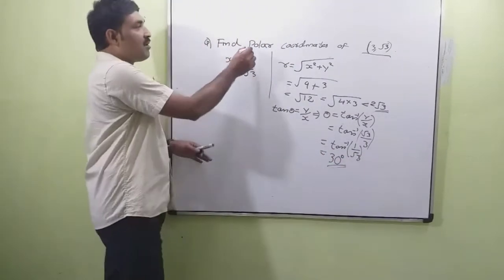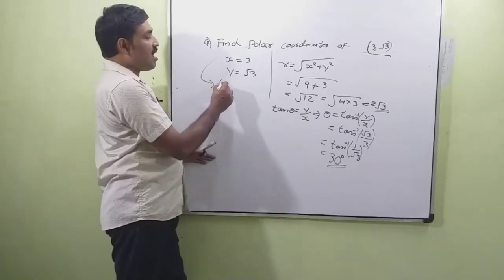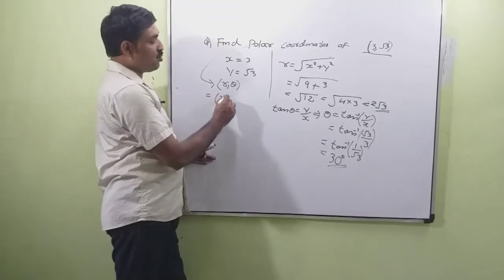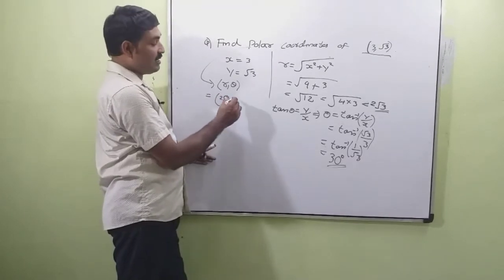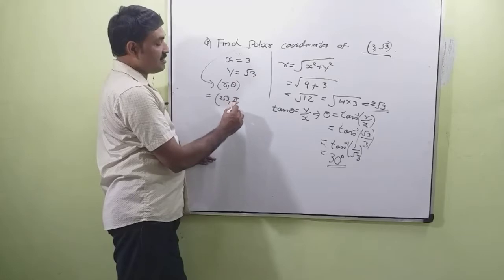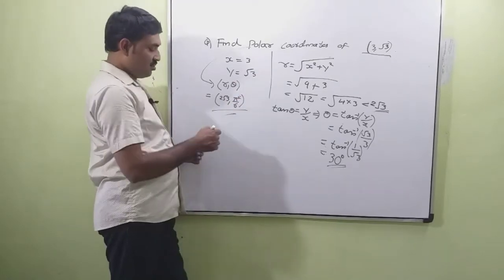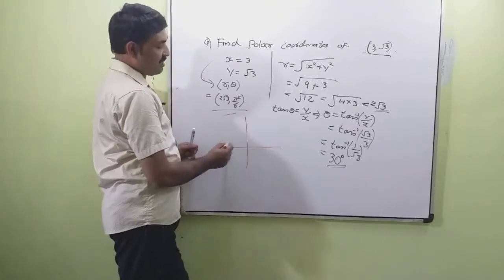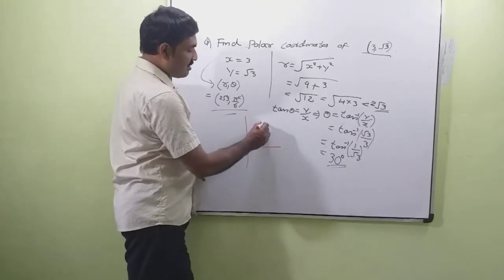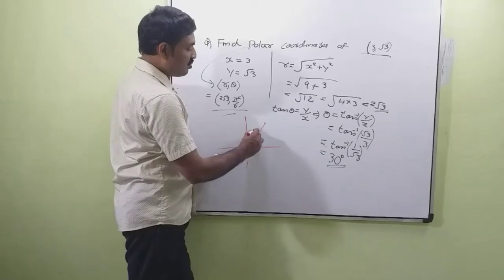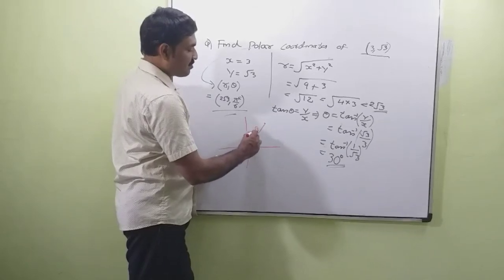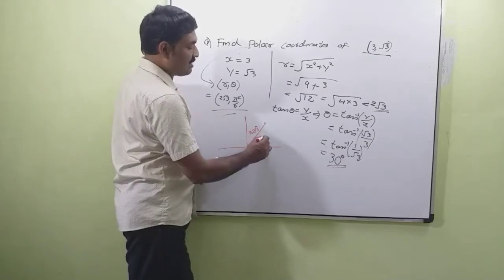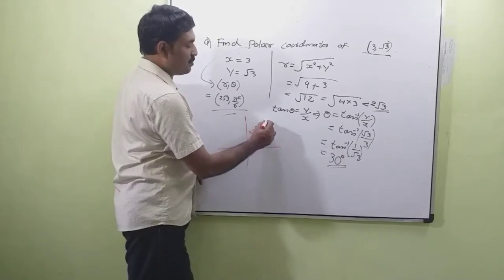So the point in polar coordinate is represented by r comma theta, where r is 2 root 3 and theta is 30 degree. 30 degree is pi by 6 radian. So this point can be represented in xy plane as a straight line having a length 2 root 3. This is r, and this angle is 30 degree or pi by 6 radian. This is our point P.